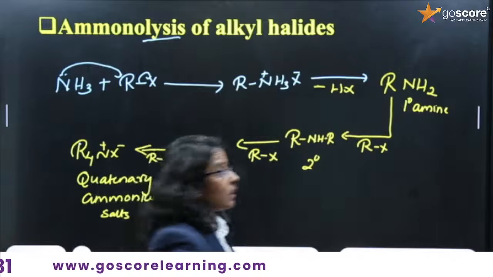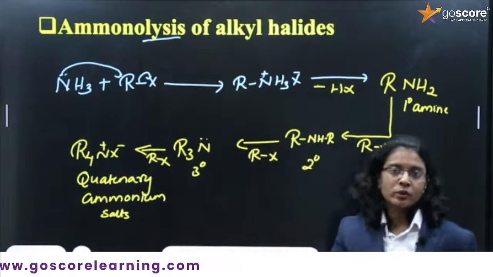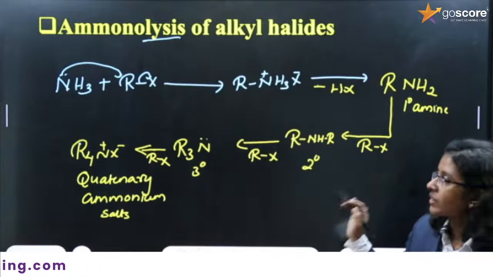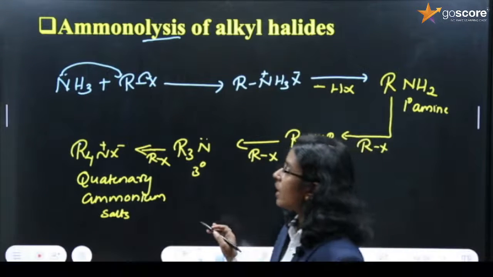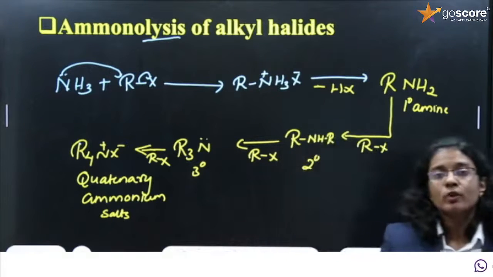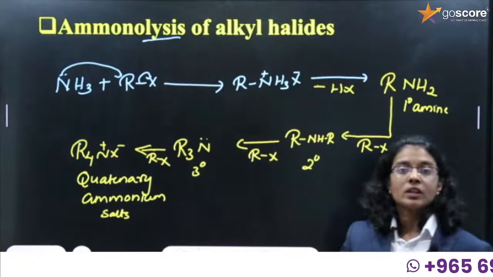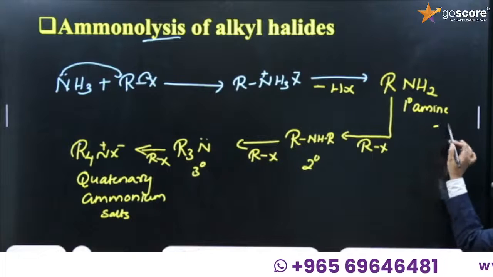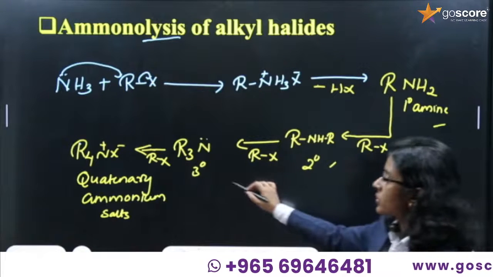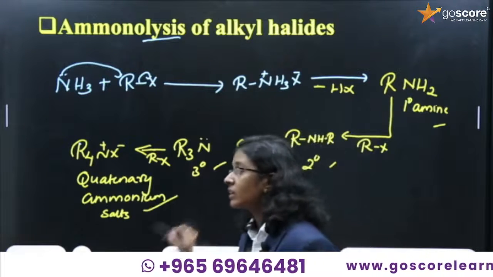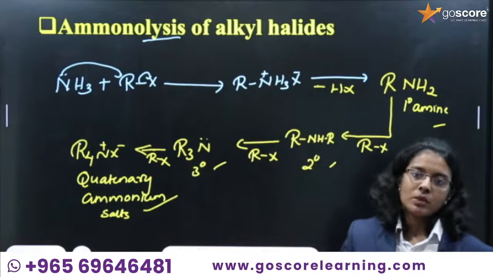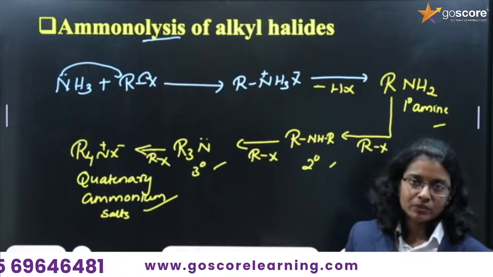So ammonolysis is not a good method of preparing primary amine. Why? This is again a reasoning type question. Why is ammonolysis not a good choice for preparing primary amine? The answer is we get a mixture of amines, that is primary amine, secondary amine, tertiary amine, and quaternary ammonium salt. That's why it is not a good method of preparation for primary amine.